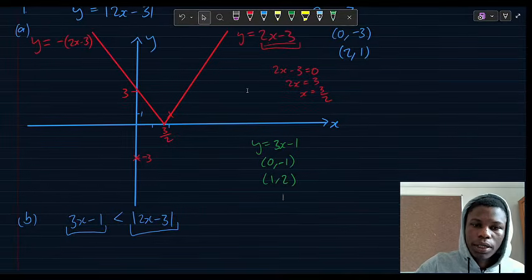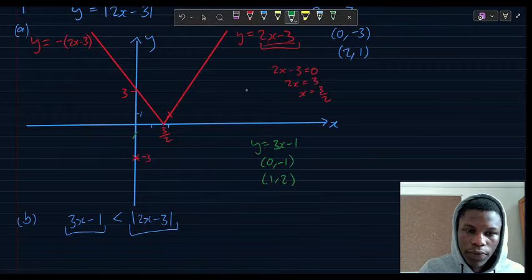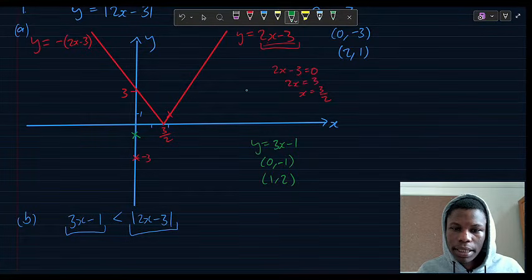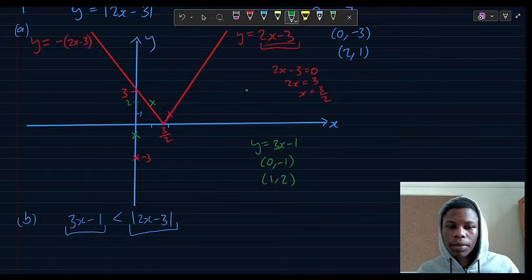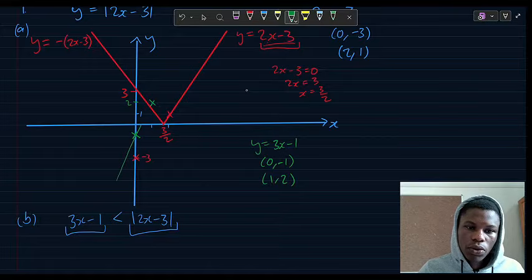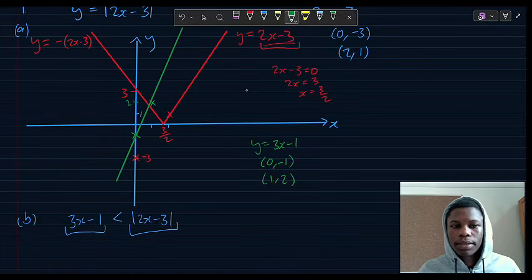Okay. So we've got 0, -1, which is there. And then we've got 1 and +2. So +2 would be 1 and +2. That's there. Okay. And if we draw a line through the 2 points, it should look something like this.